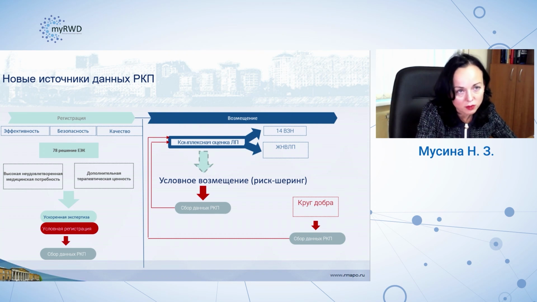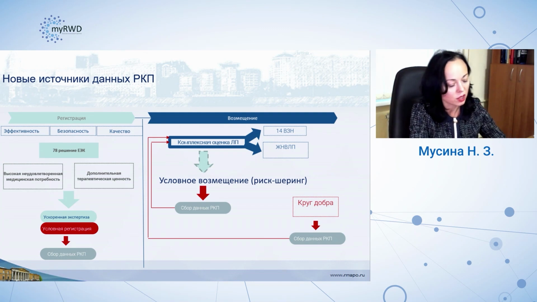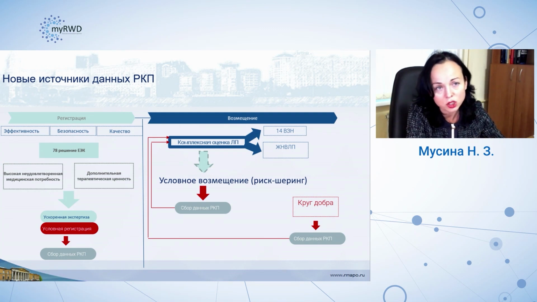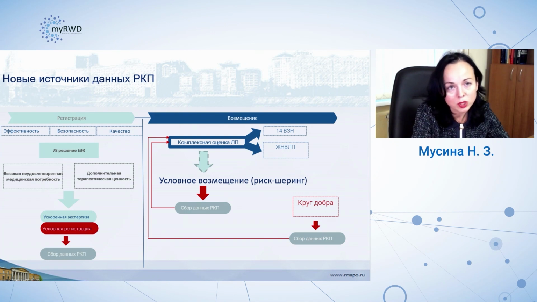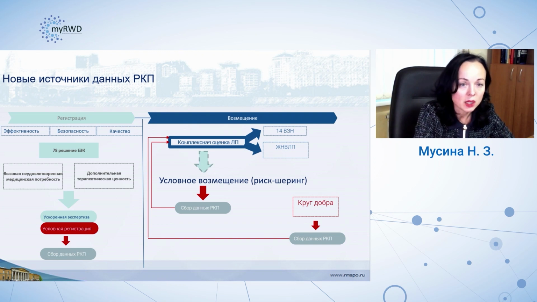Many drugs in Italy, for example, are financed through risk sharing. So they kill two birds with one arrow. Patients get an early access, but the government removes the risk of unnecessary costs.